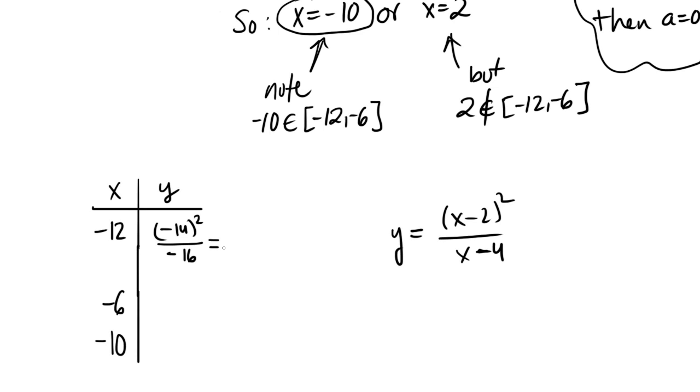Well, what does this give me? I'm going to use my calculator for that. Negative 14 squared, divided by negative 16. So as an improper fraction, that's negative 49 over 4.